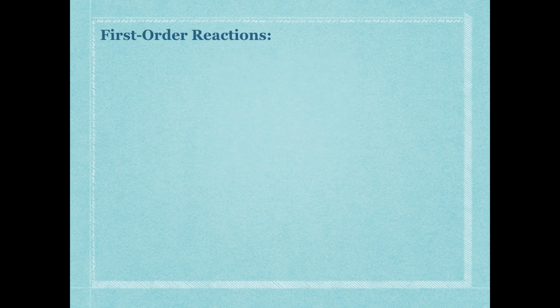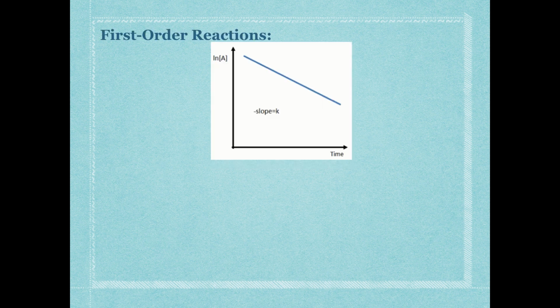Let's look at first order reactions. For a first order reaction, if you plot the natural log of the concentration of the reactant versus time, you will get a negative linear slope. You'll get a line that has a negative slope. That's specifically taking every single concentration, taking the natural log of it, and then graphing it versus time. So let's actually look at what this linear equation would look like.